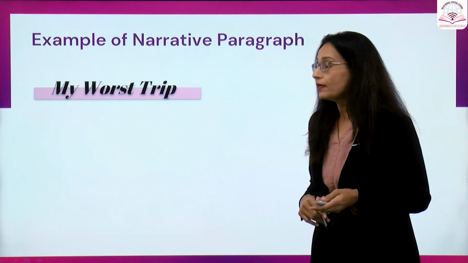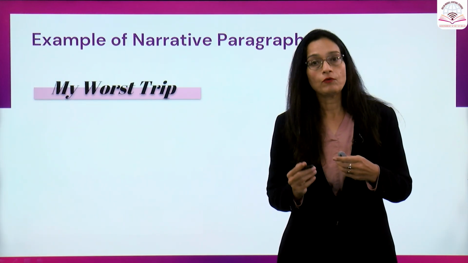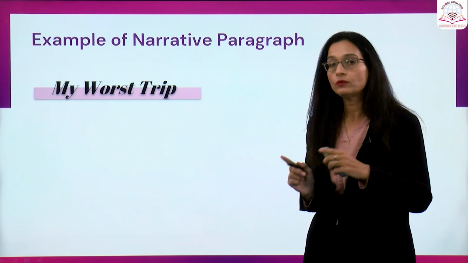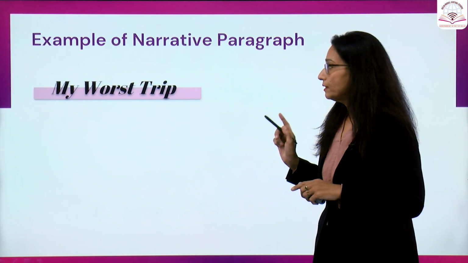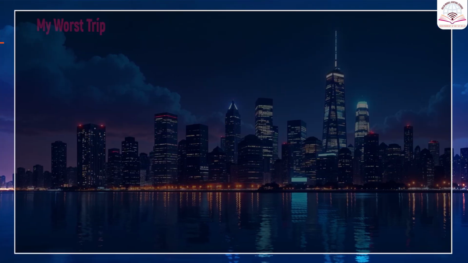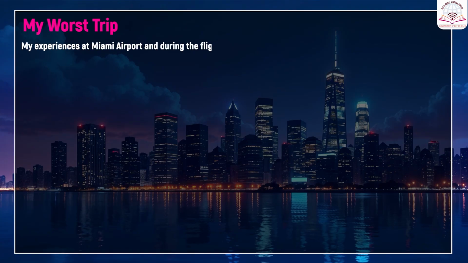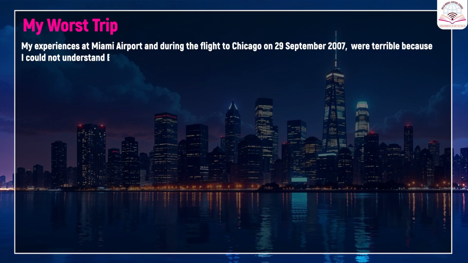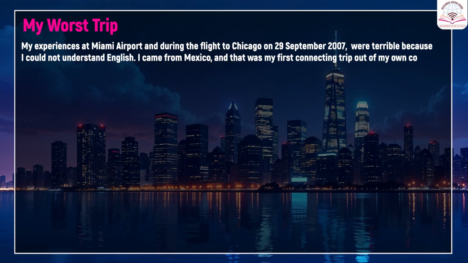Let us try to understand it better with the help of an example. We are going to read a narrative paragraph. The title of this narrative paragraph is My Worst Trip. My experiences at Miami Airport and during the flight to Chicago on September 29, 2007 were terrible because I could not understand English. I came from Mexico, and that was my first connecting trip out of my own country.